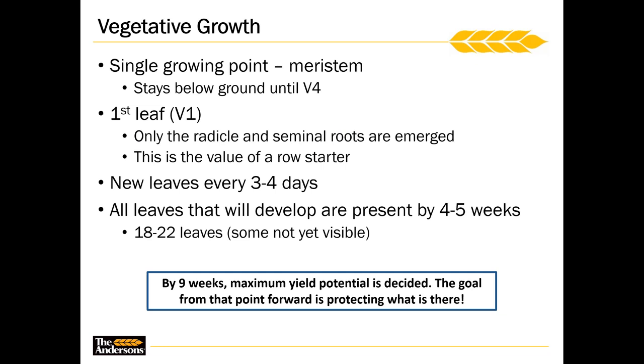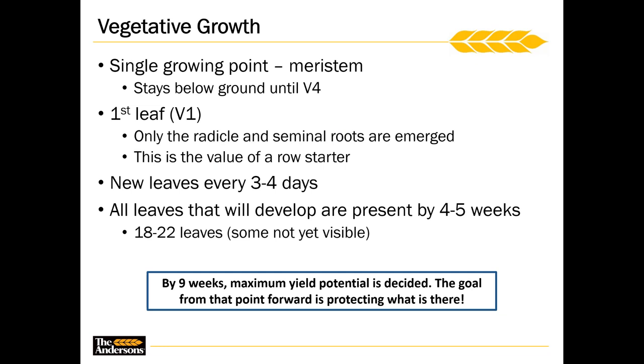Jessica talked about the roots and the importance of that radicle and those seminal roots as they emerge, and that's really going to be that V1 or that first true leaf that comes out. Remember that these are really the roots that are going to move nutrients and water into the plant at that time. So nutrient placement is going to be huge, and that's really where we see the value of that in-furrow starter. By the time we hit the 4th or 5th week, all of our leaves are going to be developed. We might not be seeing all of them yet, but they are developed and they're ready to go. And by that 9th week, our maximum yield potential is going to be decided.